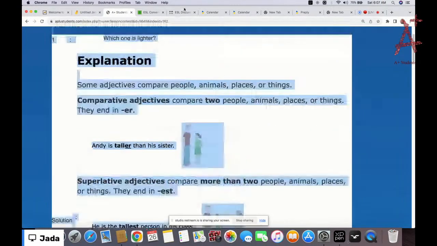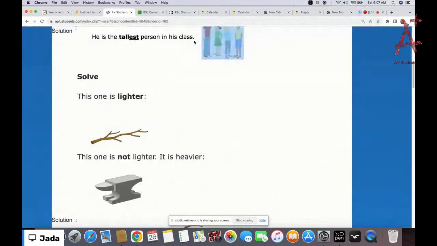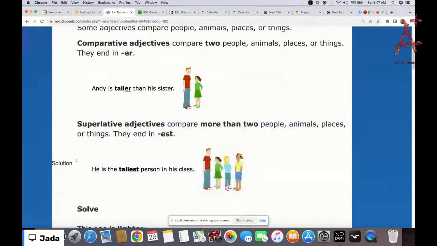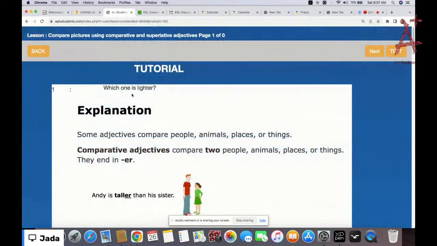But when it comes to comparative, this one compares only two. Now, this is what more than two looks like for superlative. It's comparing four people here, so it always ends with EST. Okay, so we have an example. Which one is the lighter? Now, if you see ER, you know that that is comparative. So which one is lighter?